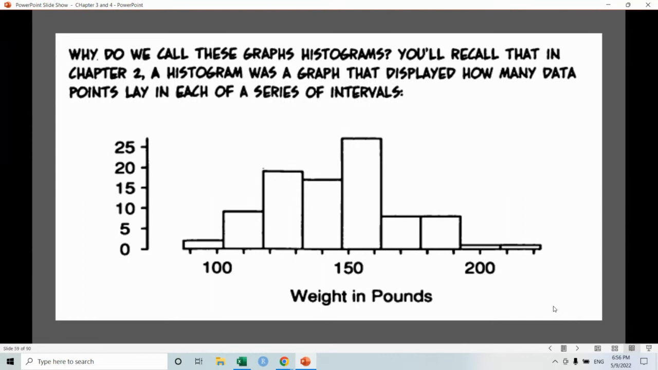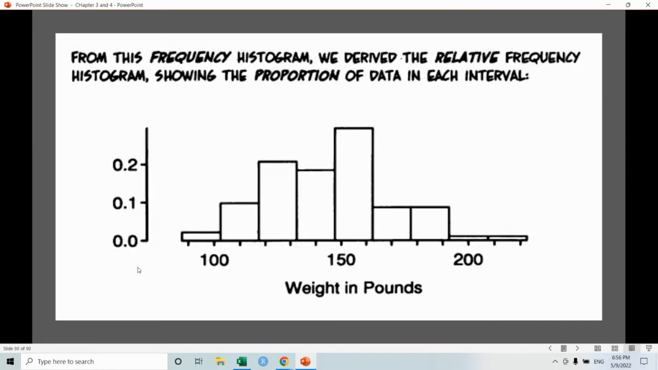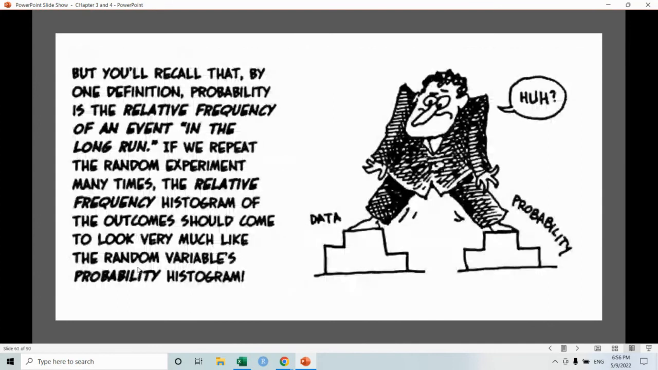So why do we call these graphs histograms? You'll recall that in chapter 2, a histogram was a graph that displayed how many data points lay in each of a series of intervals. So let's say we had a weight in pounds and how it was distributed. In the frequency histogram, we derive the relative frequency histogram, showing the proportion of data in each interval. But you'll recall that by one definition, probability is the relative frequency of an event in the long run. So if we repeat that random experiment many times, the relative frequency histogram of the outcome should come to look very much like the random variable's probability histogram.